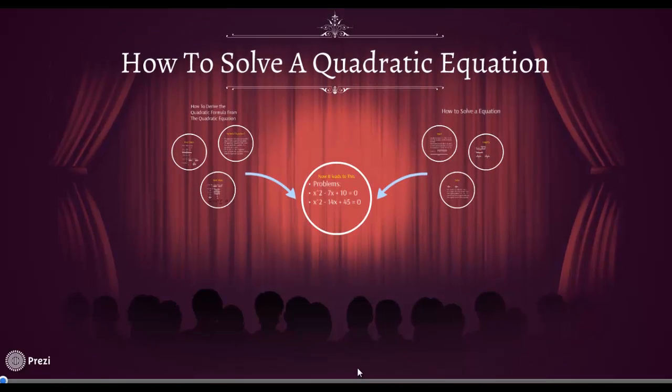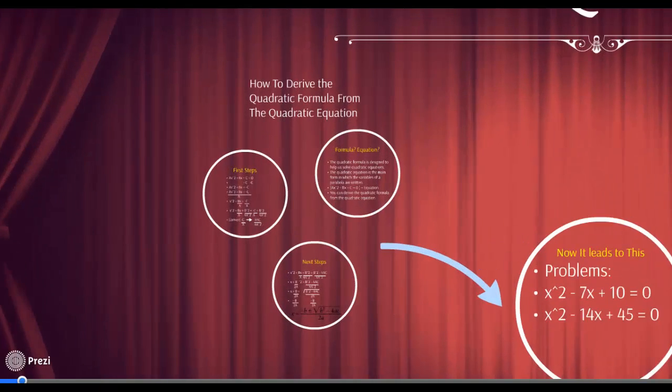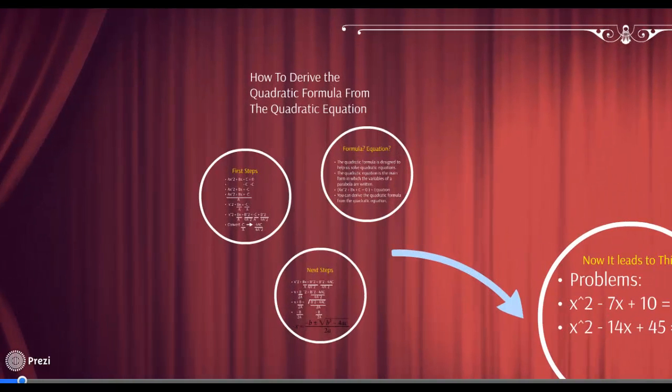Hello everyone, my name is Denise and today I am going to show you how to solve a quadratic equation from a quadratic formula. First, we're going to learn how to derive the quadratic formula from the quadratic equation.